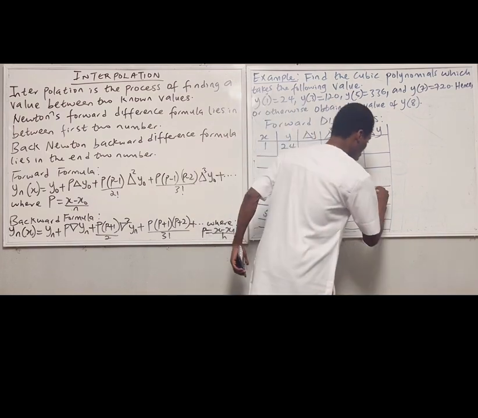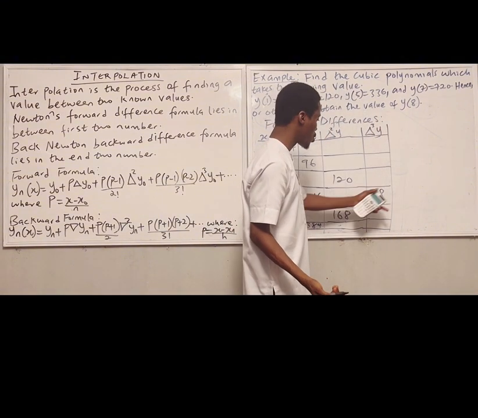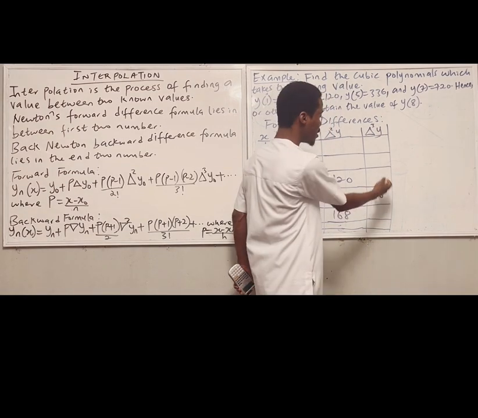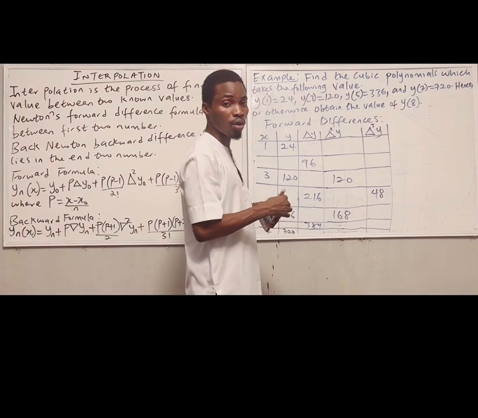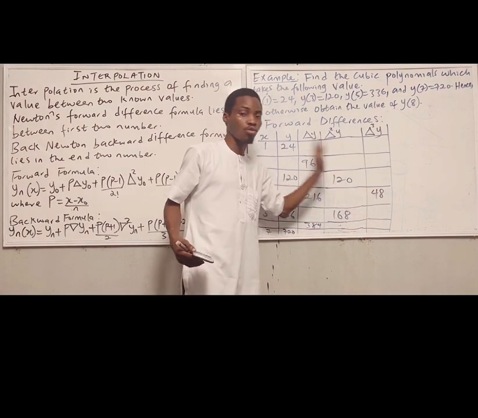I'm going to have 48. So can we compute for d raised to power 4y? No, because there's no number here for us to find the differences that we're going to write. It ended with one value, one number, and you cannot do differences there. So this is where I'm going to stop.